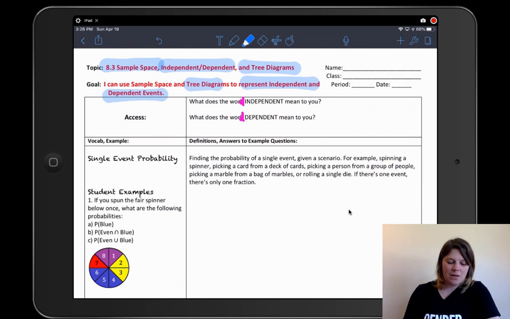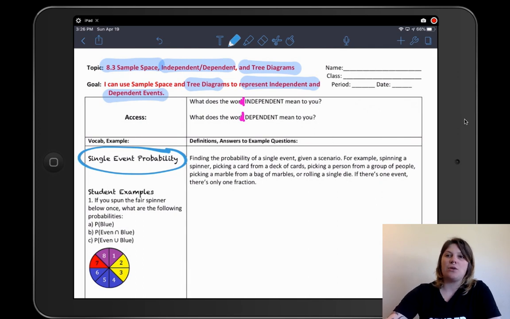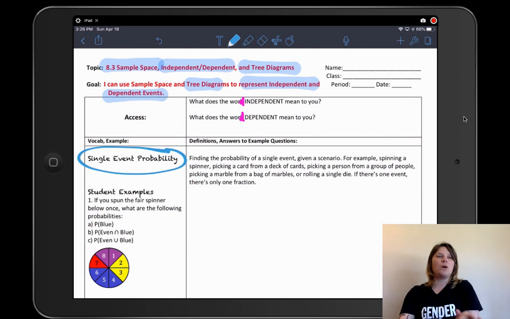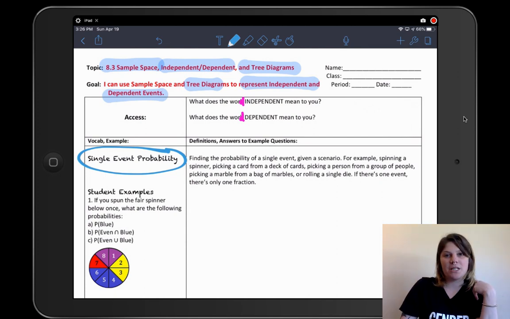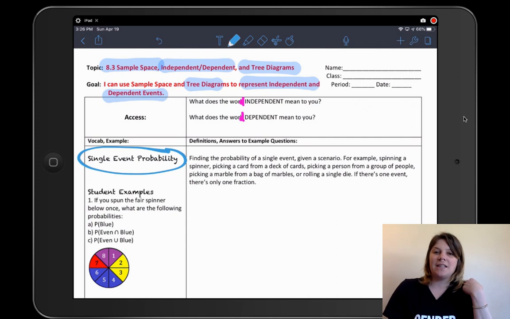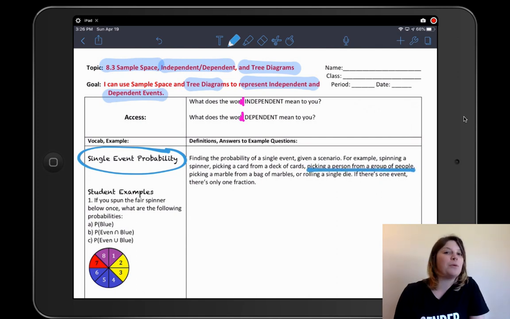The first thing I want to talk about, though, is single event probability, and that's what we've been doing so far. It's the idea that you have one event that happened, so you have one coin that you flipped, one card from a deck of cards that you pulled, and picking one person from a group of people. We saw that in the Venn diagrams. Picking a marble from a bag of marbles, right? One marble, that's one event. And one thing to keep in mind is however many events you have, that's how many fractions you're going to have. So far we've been dealing with pretty much only one fraction for every probability.